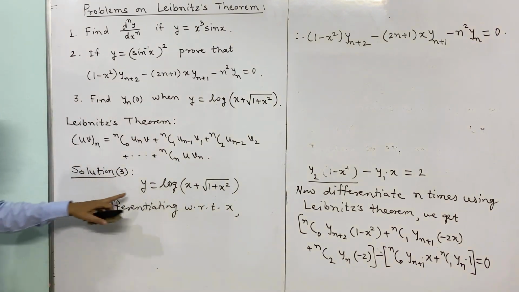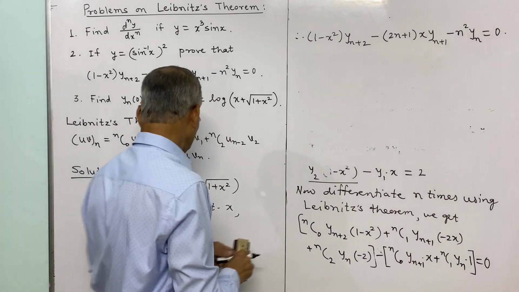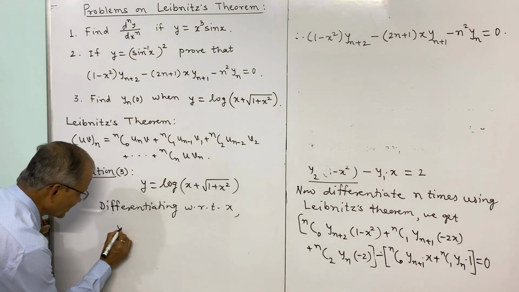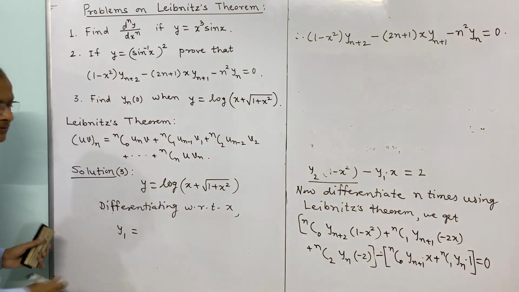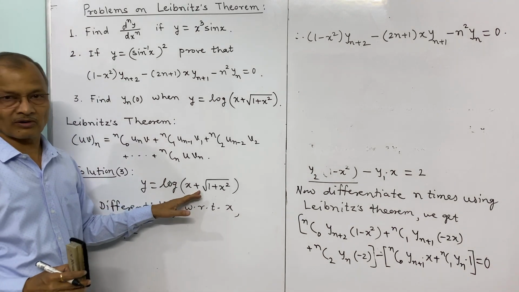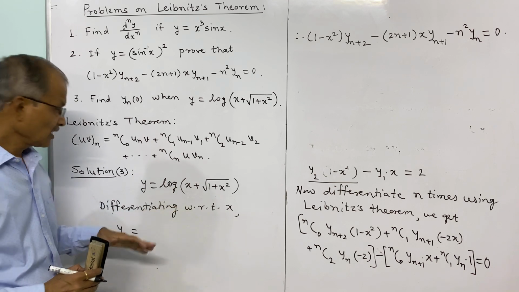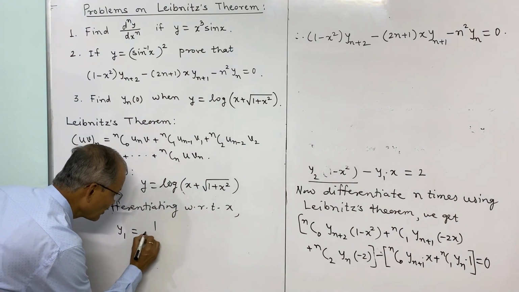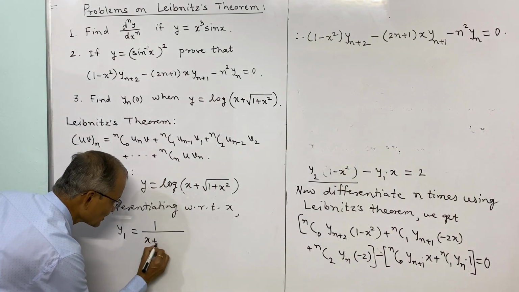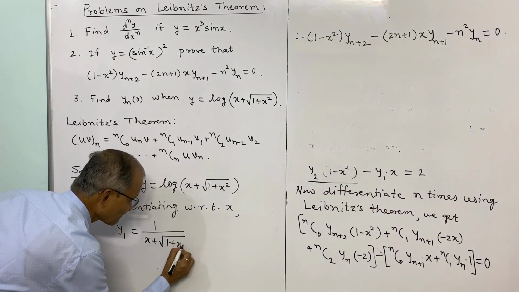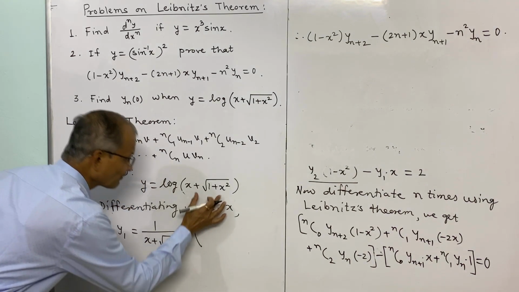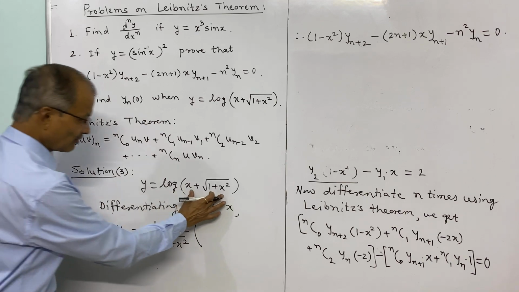What we shall get, that is y. So I shall write this as y1, the first derivative. And the derivative of a logarithmic function is the reciprocal of the function. That is, the derivative of log of x is 1 over x. So this will be first 1 over x plus root of 1 plus x square, into the derivative of the inner function. That means the derivative of this.